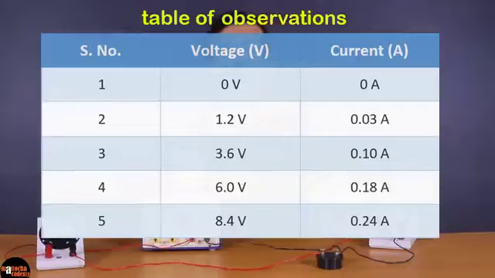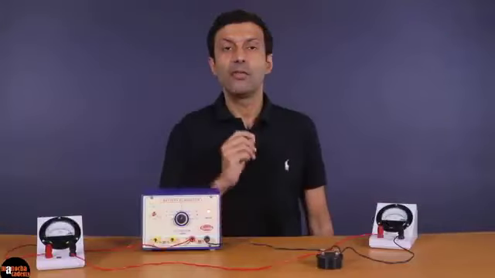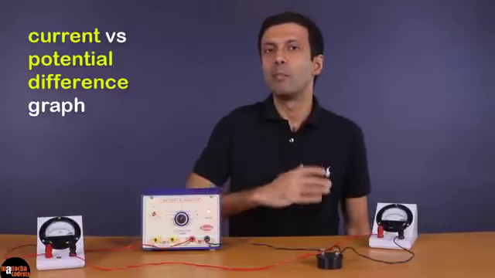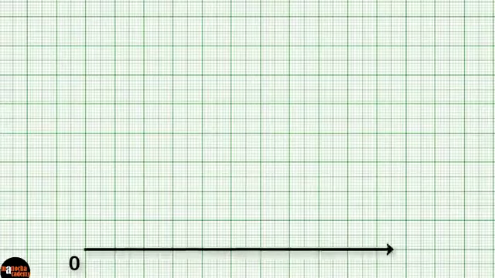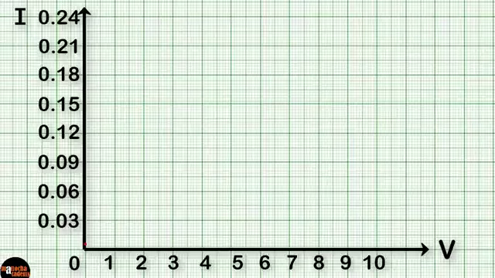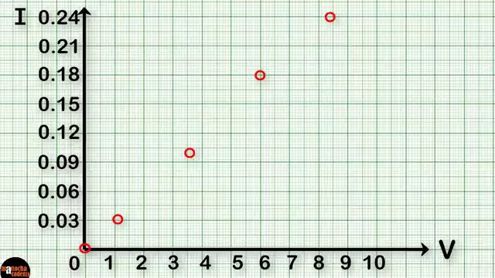Let's plot a graph of this table. We will plot a current versus potential difference graph. So we'll put potential difference on the x-axis and current on the y-axis. As you can see, the graph is approximately a straight line passing through the origin.